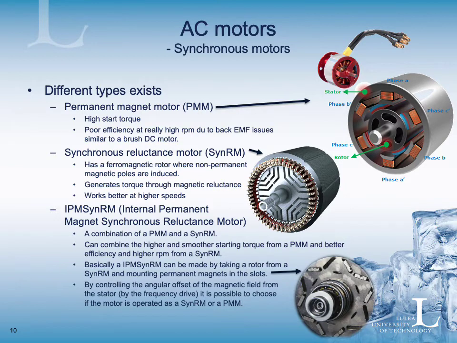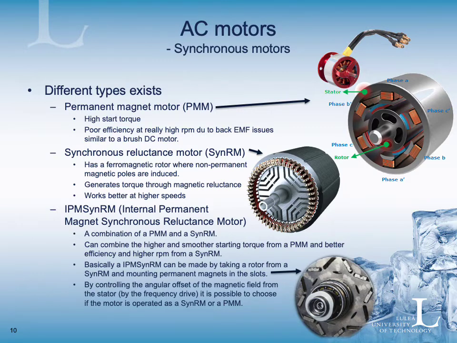First we have the permanent magnet motor, which gives a high starting torque, but also poor efficiency at really high RPM due to back EMF issues. Back EMF is some magnetic counterforces that will counteract the motion of the rotor when you have high RPMs. This is also the same as you experience in the brushed DC motor with permanent magnets, and the reason why you have a specific top speed of such a motor.